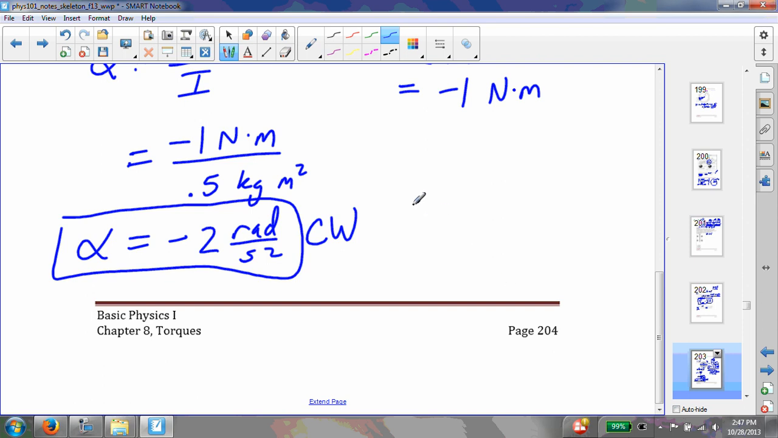Okay, now given that you know alpha, we can ask all sorts of questions like we had in the previous chapter for theta and omega. I have this disk now, spinning with a certain angular acceleration. I could ask you, for example, what is its angular velocity after a certain amount of time? What is its angular position after a certain amount of time? And all that jazz.